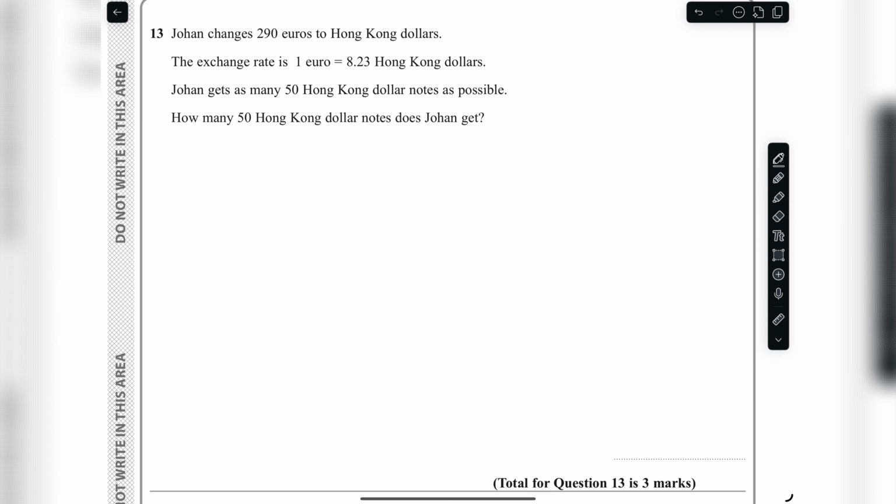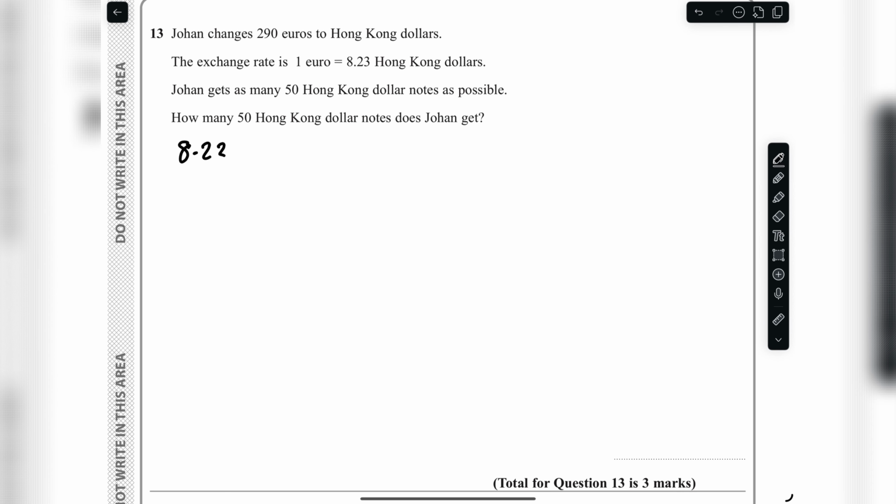In question 13, we are told that Johan changes 290 euros to Hong Kong dollars. The exchange rate is 1 euro equals 8.23 Hong Kong dollars. Johan gets as many 50 Hong Kong dollar notes as possible. How many 50 Hong Kong dollar notes does Johan get? So the first thing we need to do is convert 290 euros into Hong Kong dollars.